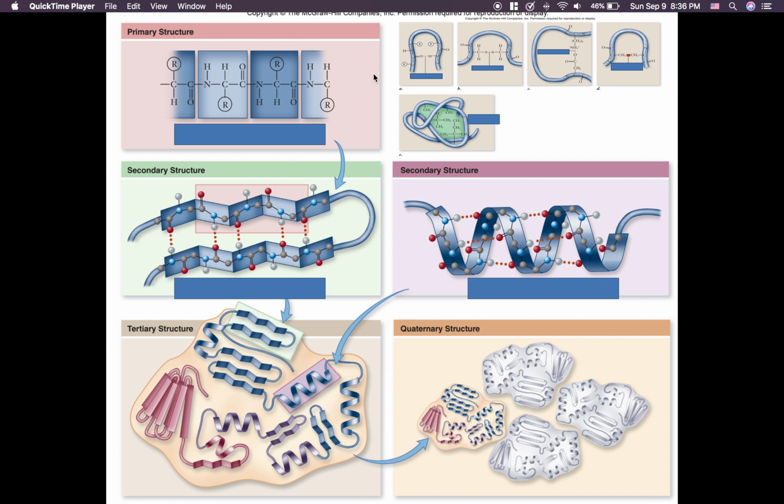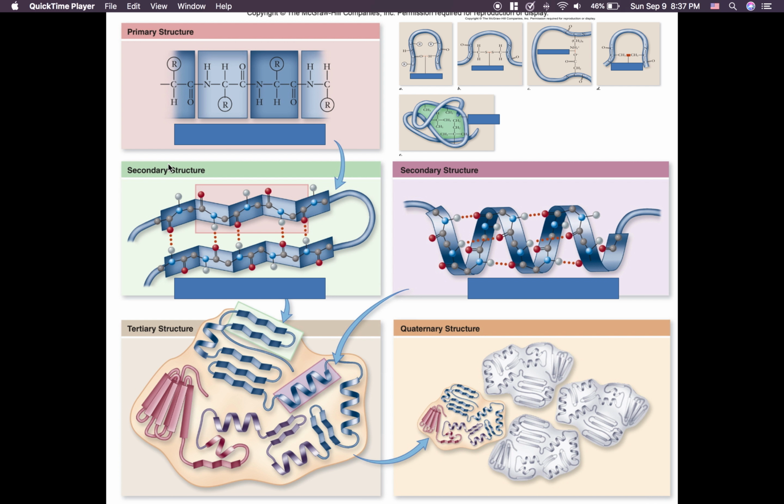On the other side is the C terminus, which is a carbon double bonded to an oxygen, and a negatively charged oxygen on the side. Primary structure is the strongest out of all the structures due to its covalent bonds.